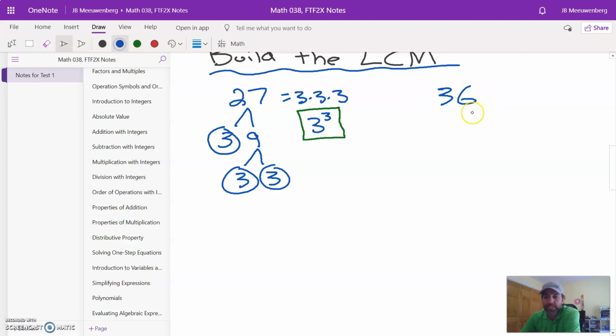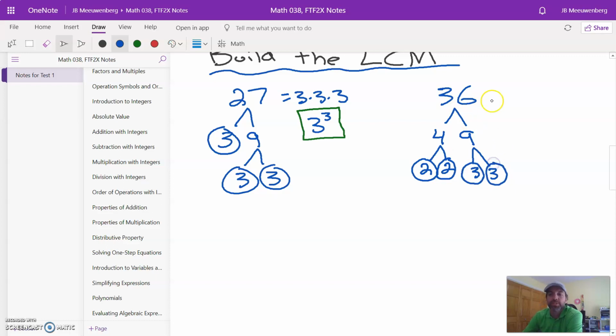So then we go to 36. We did this one before. I'm going to do it as 4 times 9. 4 is 2 times 2. 9 is 3 times 3. Remember, we must always get down to prime numbers at the bottoms of our factor trees. This can be stated as 2 times 2 times 3 times 3, or 2 squared times 3 squared. And again, this is the notation that is going to be more helpful to us here.